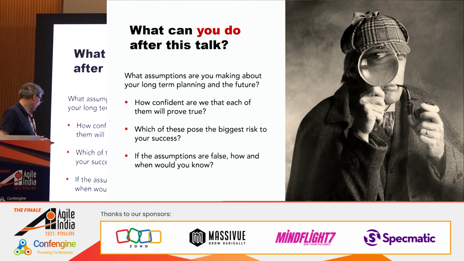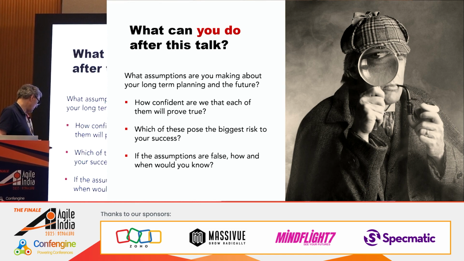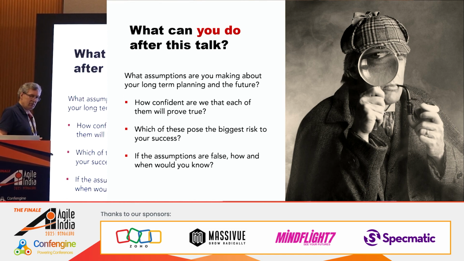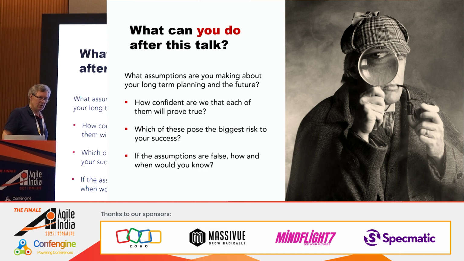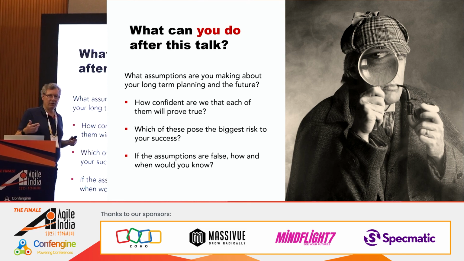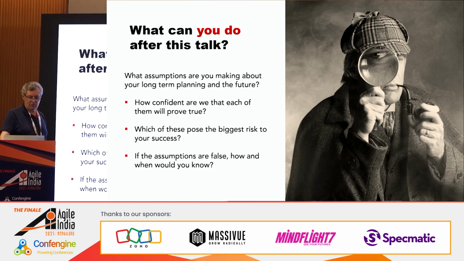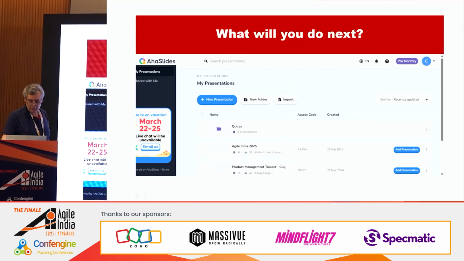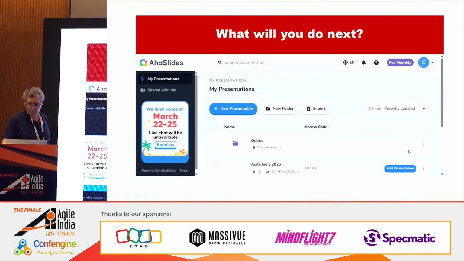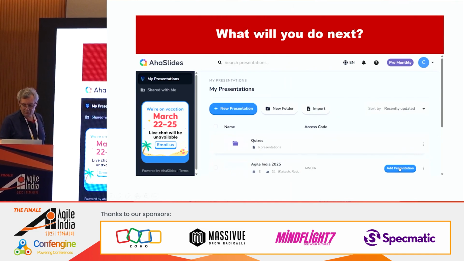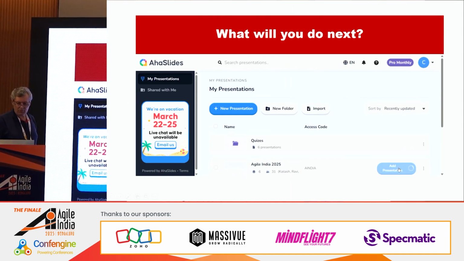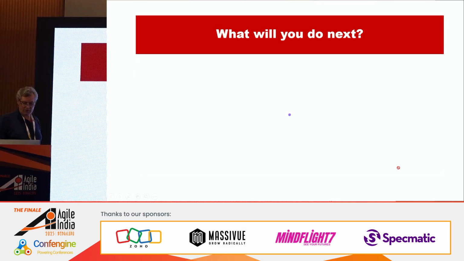Which of these pose the biggest risk to your success? And if that assumption is false, how early would you know? So how soon can you actually say that it's false and then make that information visible so you don't continue in the wrong path for too long? So again, let's get your thoughts on what you will do next.